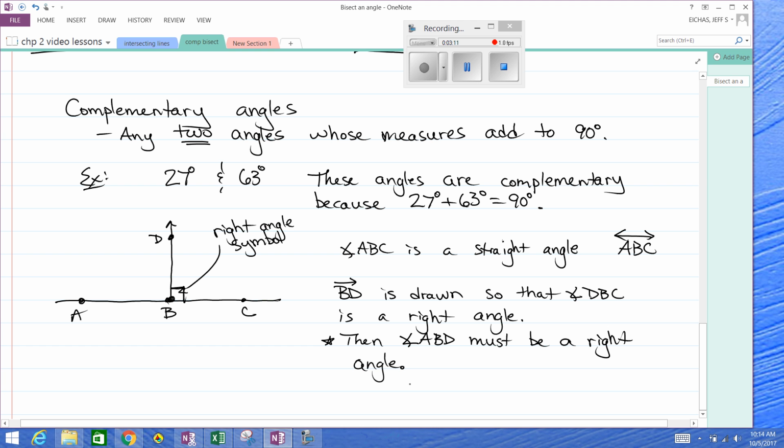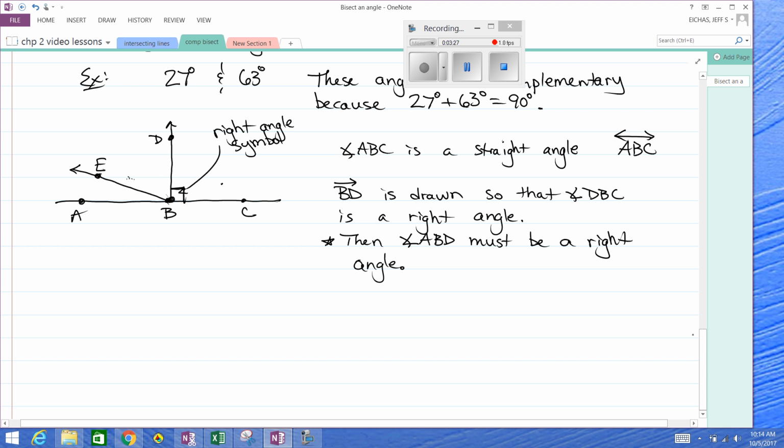We leave a lot of details out. We'll tell you something over here, but we're really going to be talking about this over here. Now watch what happens. Then we'll throw a ray in here such as BE. And this is where the whole problem begins. Name a pair of complementary angles. BE is just a random ray.